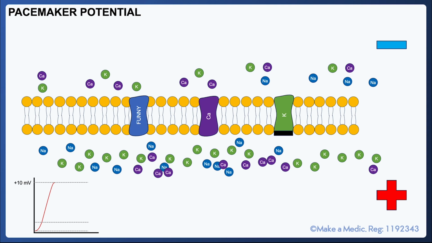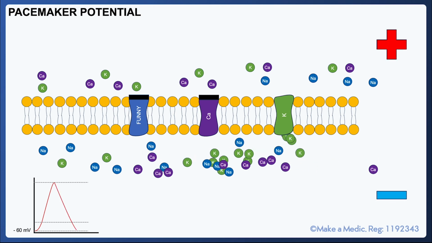Once the membrane potential reaches a peak of around plus 10 millivolts, the sodium and calcium channels will close and the potassium channels open. This allows potassium to move down its electrochemical gradient out of the cell, thereby bringing the membrane potential back to around minus 60 millivolts. The original ion gradients will then be re-established by active transport channels.